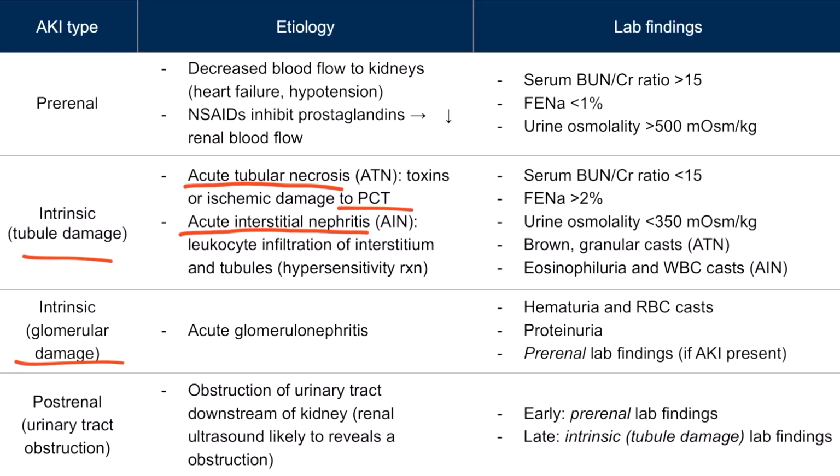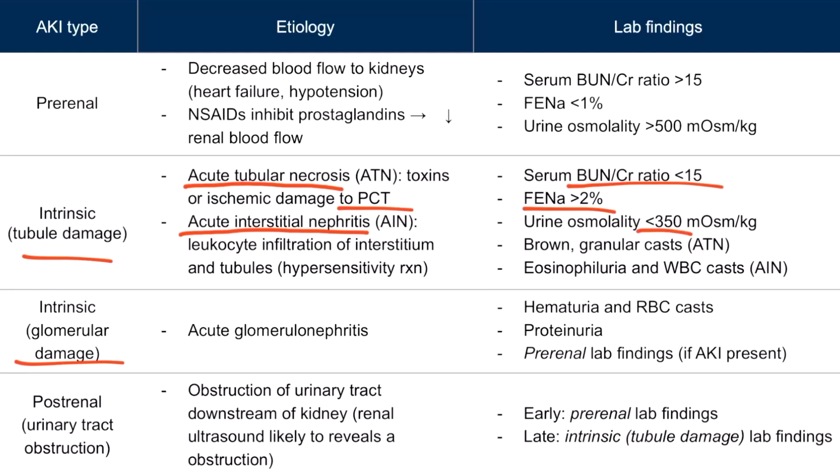And now we're going to look at the same labs as with prerenal injury: urine osmolality, fractional excretion of sodium, and serum BUN to creatinine ratio. To understand why tubular damage will cause these particular lab findings, you just need to think about the role of the tubules. If the tubules aren't working, then the nephron isn't reabsorbing substances as it should. So the serum BUN to creatinine ratio will be less than 15, and the fractional excretion of sodium will be greater than 2%, and the urine osmolality will be less than 350.